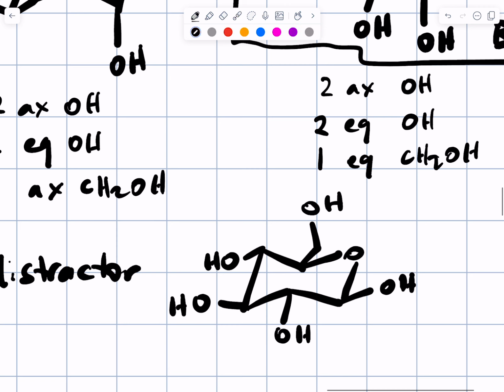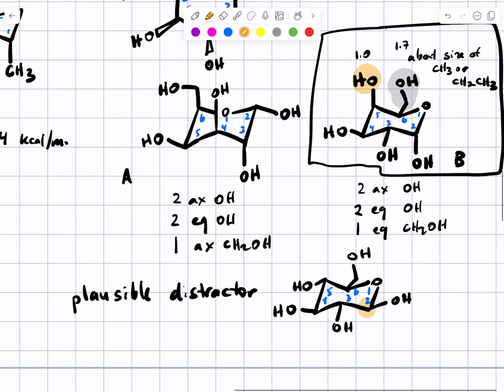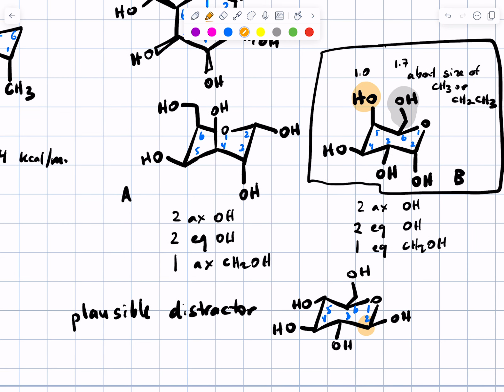Let's number the carbons, and then you can tell me which carbons I have changed. Which ones are different? 2 is different. That's up instead of down. What else? 5 is different. Good. Down instead of up. All right?